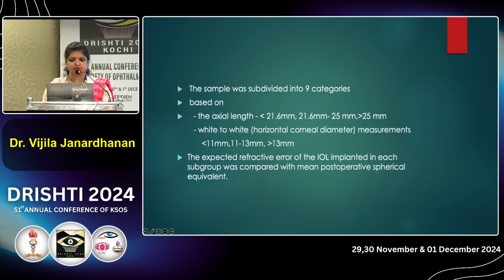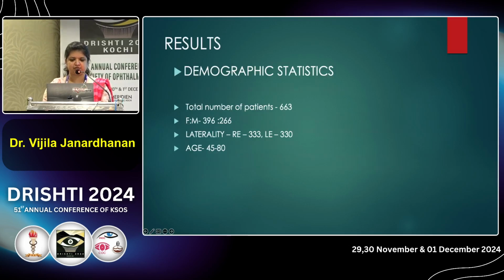The sample size was divided into 9 categories based on the axial length. 21.6 to 25 mm was considered normal, less than 21.6 as short, and more than 25 mm was considered as long axial length. White to white measurement of 11 to 13 was normal, less than 11 short, and more than 13 mm was considered as large. The expected refractive error of the IOL implanted in each subgroup was compared with the mean postoperative spherical equivalent.